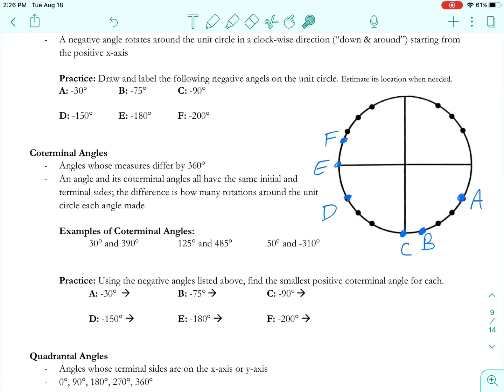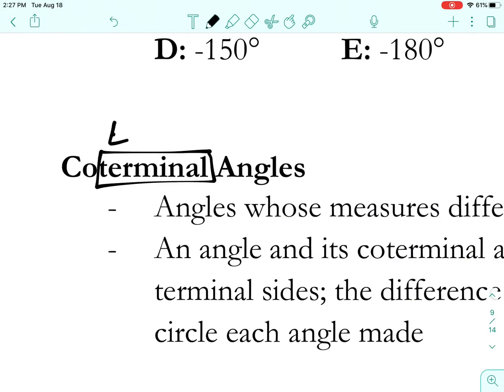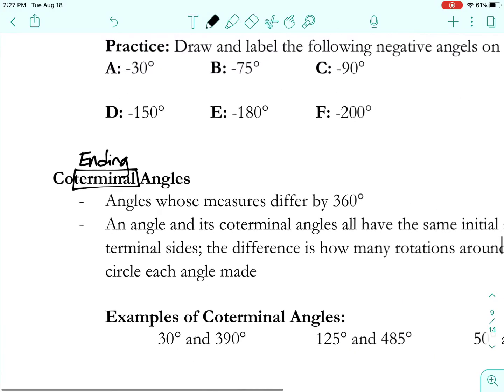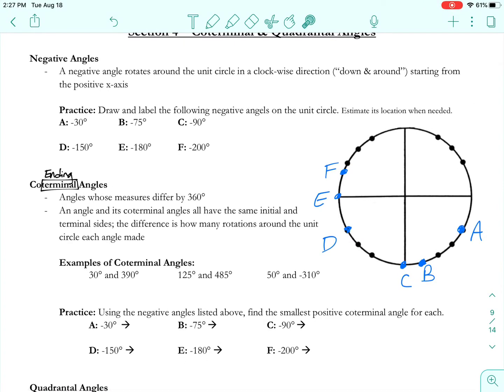And now we have coterminal angles, and those are angles whose measures differ by 360 degrees. So coterminal, do you remember that terminal means ending? And so coterminal means they end in the same place, but you're just going around the circle multiple times. So remember how we talked about this is 0 degrees, and instead of going backwards, let's say I'll go forwards. Let's say I'm talking about 360 degrees. So here's 0, going all the way around the circle, one complete rotation puts me back in the same exact spot, which is 360 degrees.